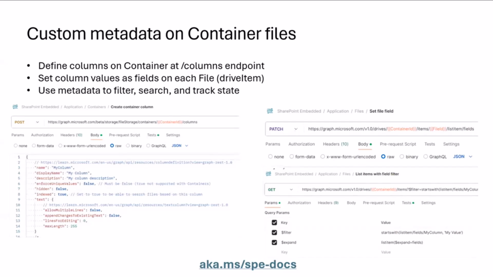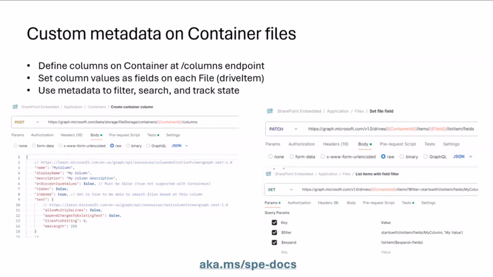The way to do it, if you've ever worked with SharePoint, it's kind of similar, but if you haven't, no big deal. On the left side, you can see a Postman request, and I'll show you this in action later. You can define the columns on a container using the /columns endpoint. Really straightforward. So if you've got a container, you can set some columns. There's a handful of column types that are supported, like text, Boolean, person or group, and so on. The full set is documented in our Postman collection as well as our documentation. So if you go to aka.ms/spe-docs, you can take a look at that there.